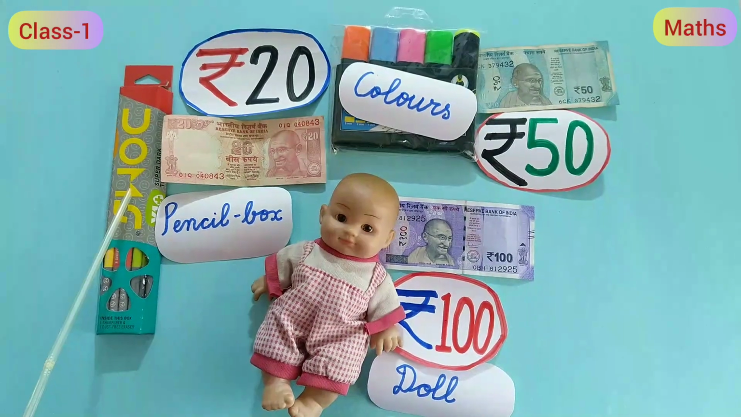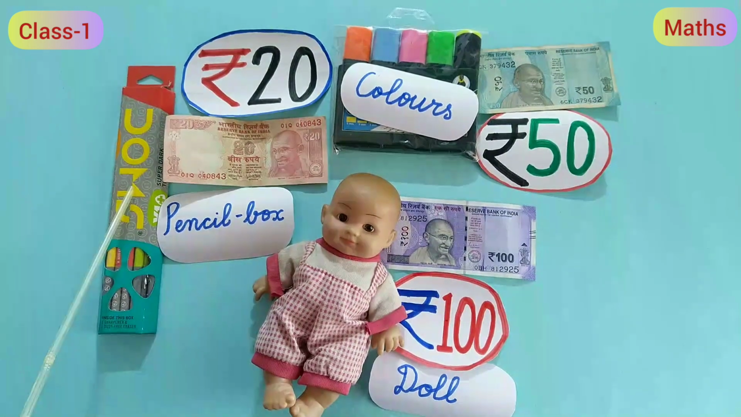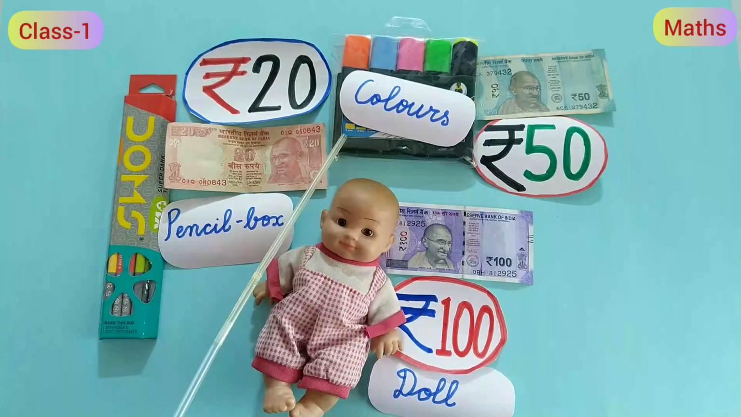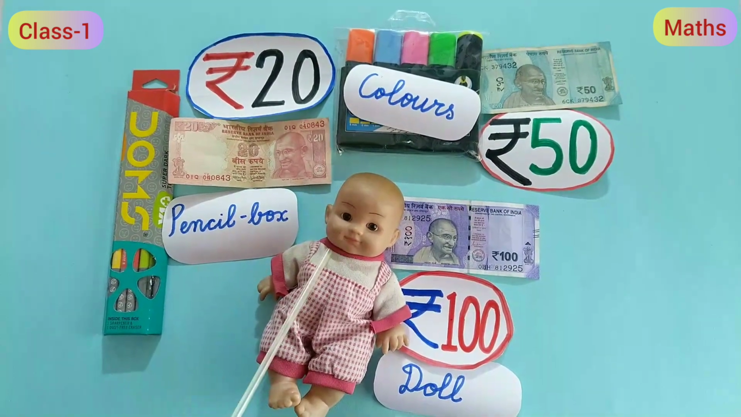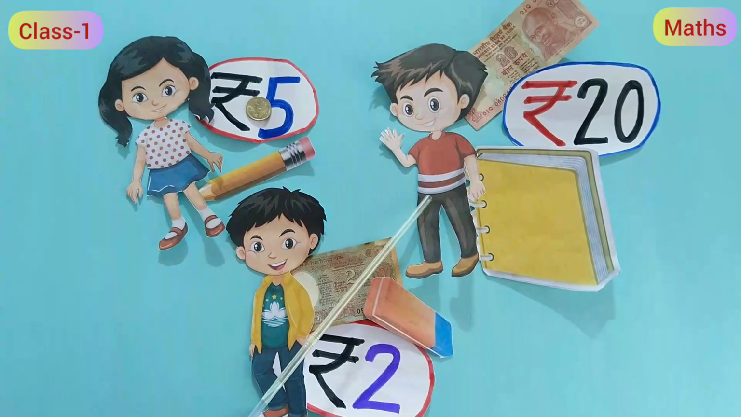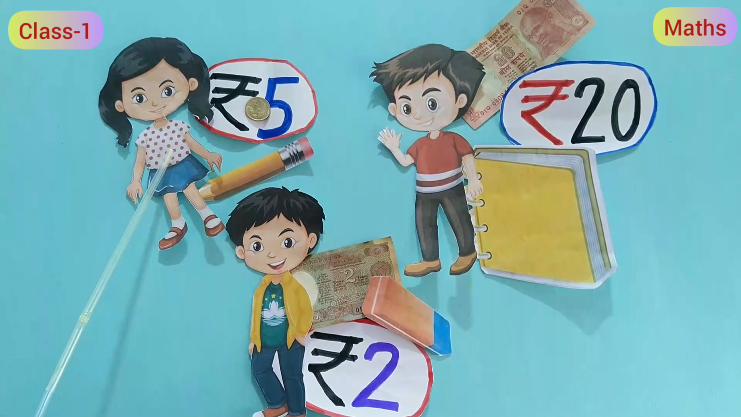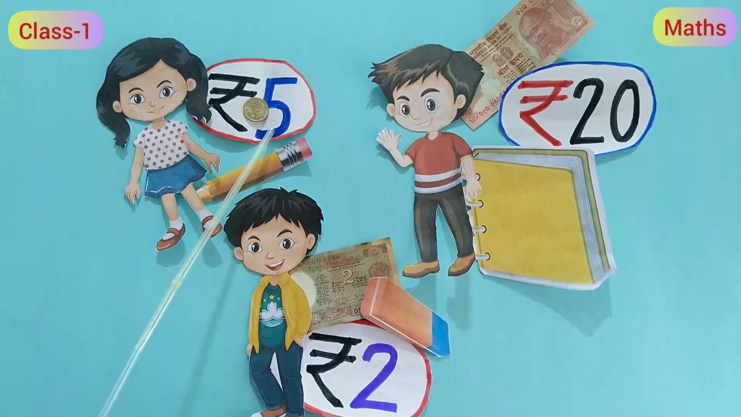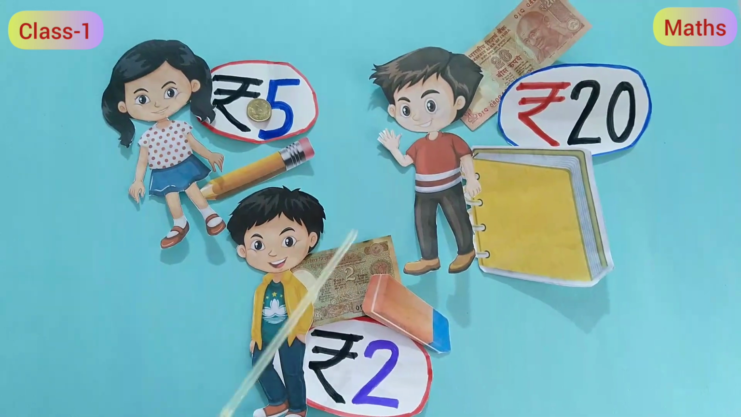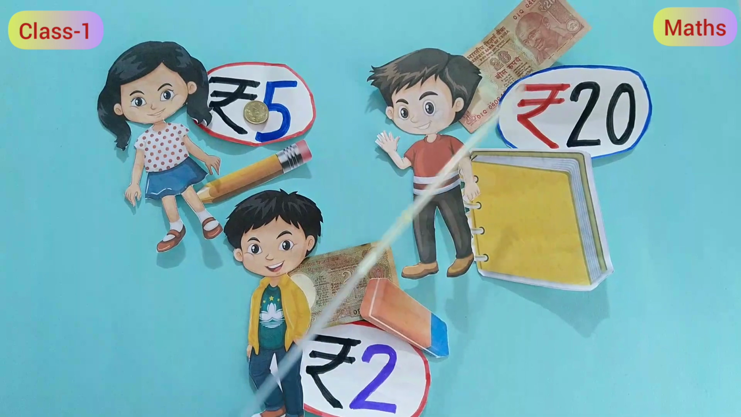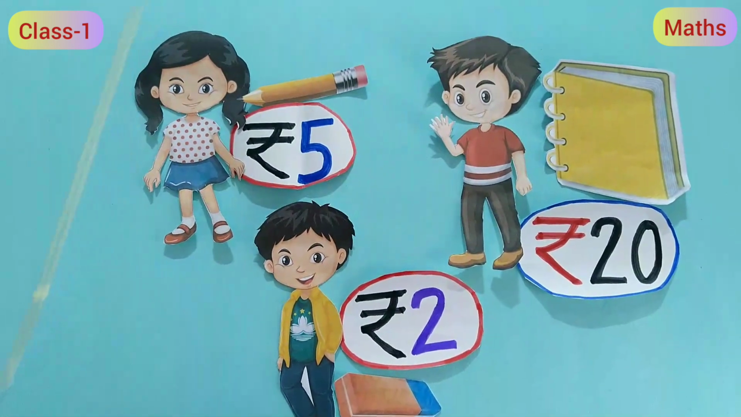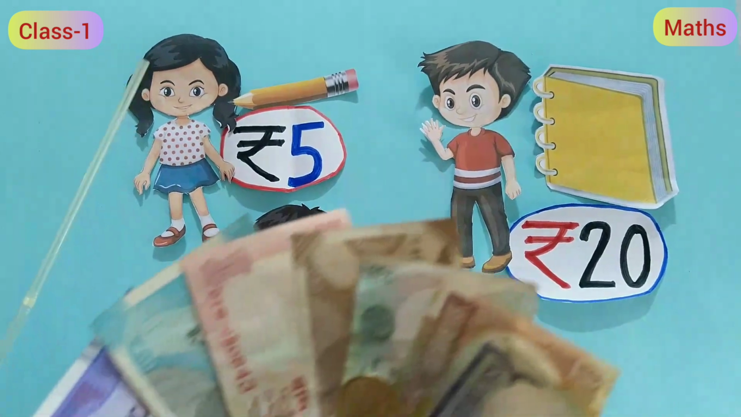Dear students, I went to market and bought a pencil box for rupees 20, colors for rupees 50 and a doll for rupees 100. Similarly, Simran, Manjot and Sahaj went to market. Simran bought a pencil for rupees 5, Manjot bought an eraser for rupees 2 and Sahaj bought a notebook for rupees 20. Dear students, we come to know that we need money in order to buy things from the market.